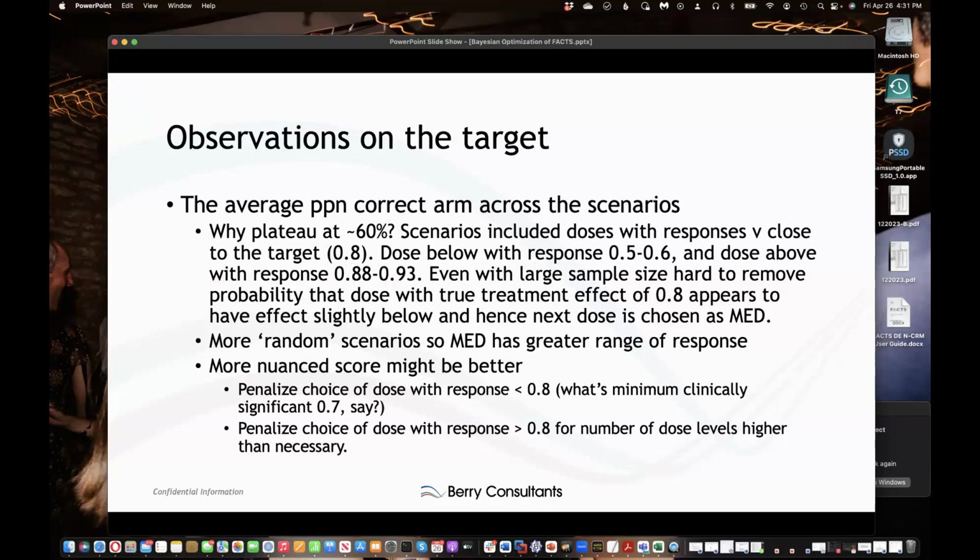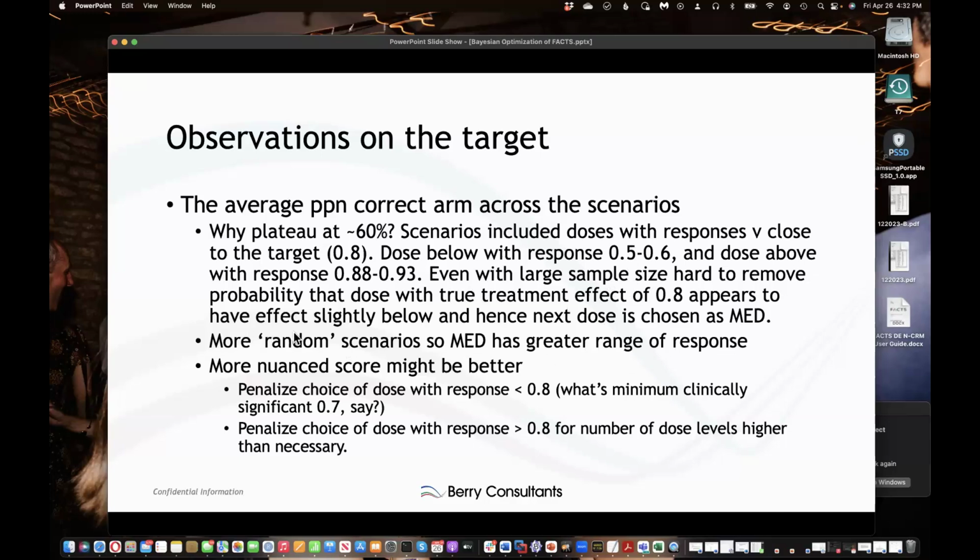And indeed, that's the case. If you run it with, say, something like 700 subjects, so 100 on each arm, it's picking the right MED about 50% of the time, and almost all the rest of the time, it's picking the next dose up. So it's almost impossible with larger sample sizes, no matter how big, to do any better than that.